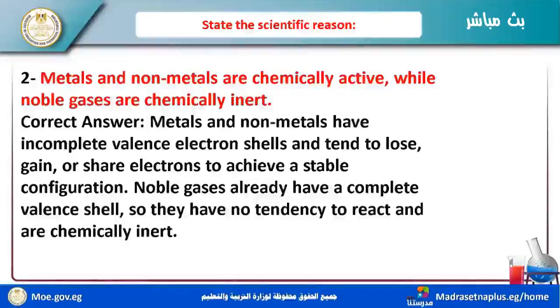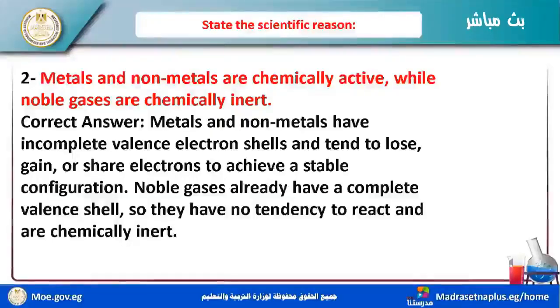Metals and non-metals are chemically active, while noble gases are chemically inert. Why? Because metals and non-metals are not saturated in the outermost energy level, so they need to form bonds with other atoms to reach a stable state, the closest inert gas, by losing or gaining electrons or by sharing electrons.